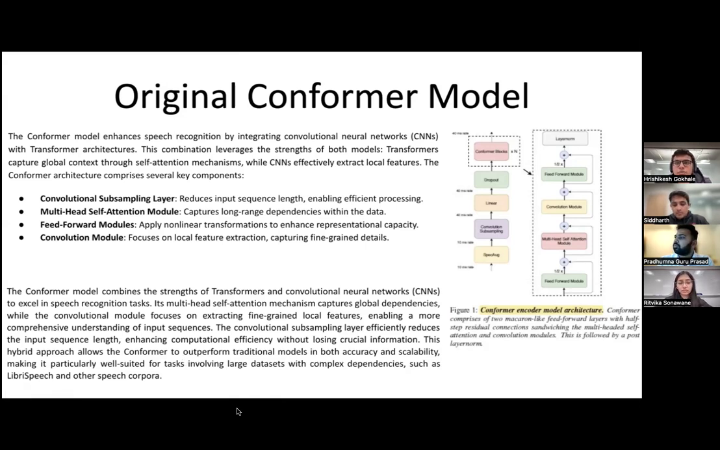Now, the conformer model by itself has four key components that I'll delve into very quickly. The first one is a convolutional subsampling layer, which reduces input sequence length and enables efficient processing. There's a multi-head self-attention module, which captures long-range dependencies within the data. There are feed-forward modules, which apply nonlinear transformations to enhance representational capacity. And there's a convolutional module, which focuses on local feature extraction. We have experimented with two of these, the first one being convolutional subsampling, and the final one being the convolutional module, which is a part of the conformer block.